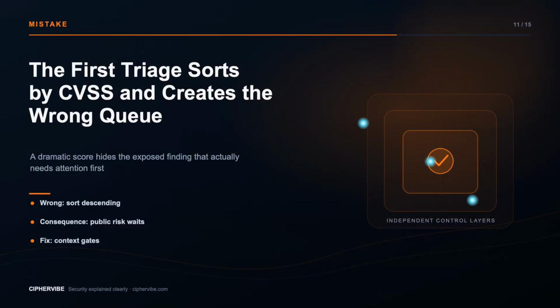Here is the common mistake. The analyst sorts descending by CVSS and sends all criticals to the infrastructure team. The exposed identity finding waits behind an offline image. The correction uses context gates. First validate the finding, then check exposure and exploitation, then consider impact and available controls. Severity remains important, but it no longer makes the decision alone.